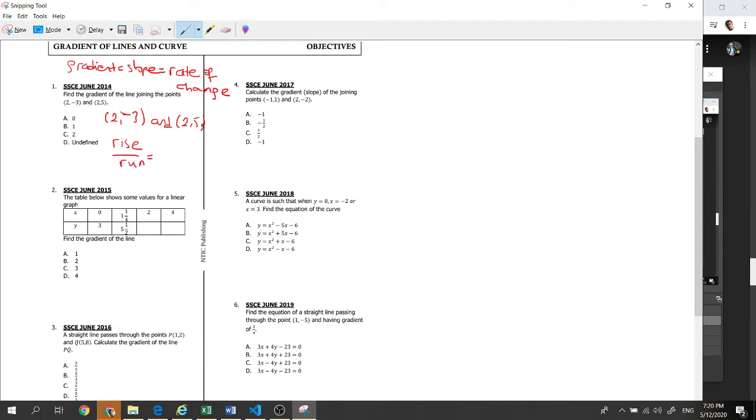From -3 to 5, what's your change? 8. From 2 to 2, what's your change? 0. A number 8 over 0 is what? Undefined. Then our answer will be D.